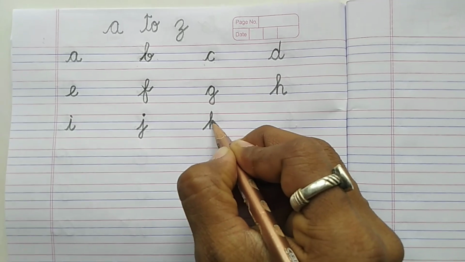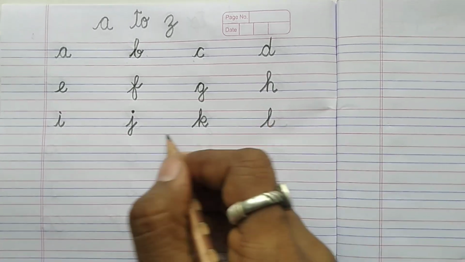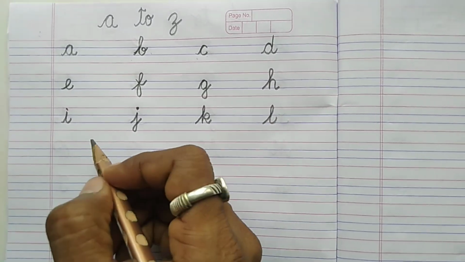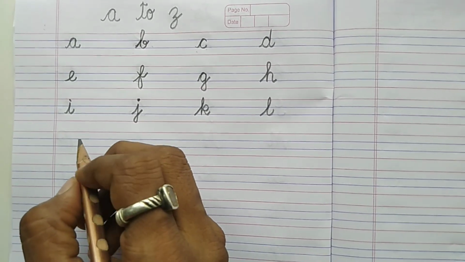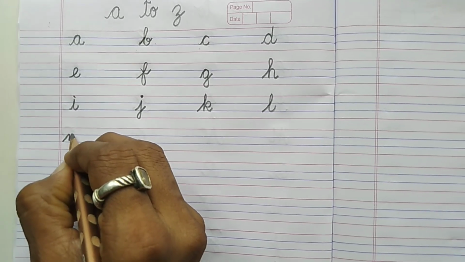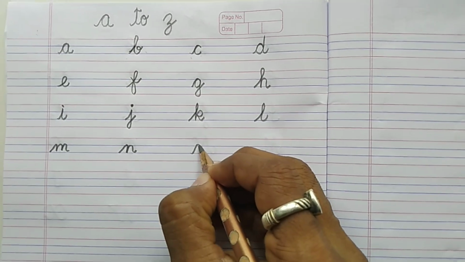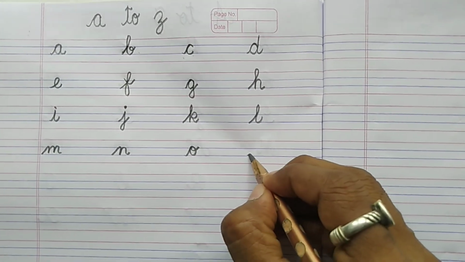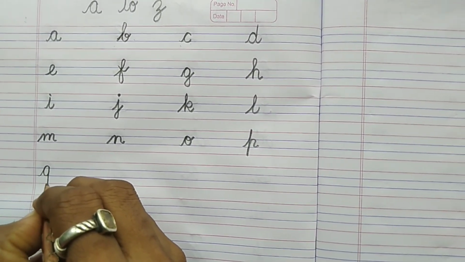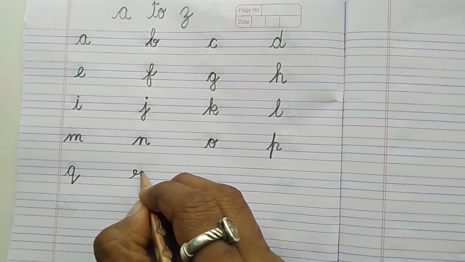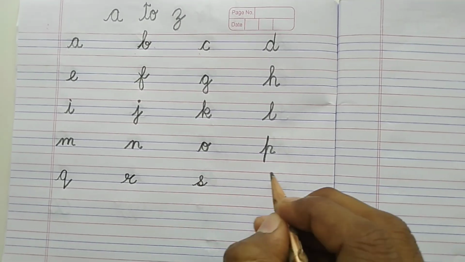K for kite. L for lion. Dear students, make sure you see the proper red line and blue line, and then you have to write. L for lion, after M for mango. N for nose. O for orange. P for parrot. Q for queen. R for rabbit. S for sun.